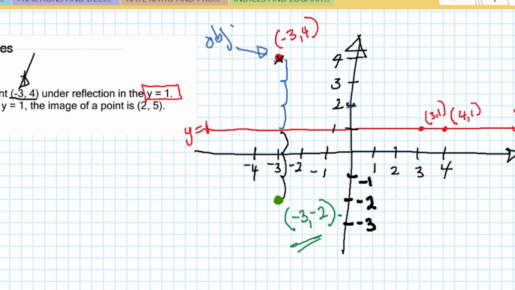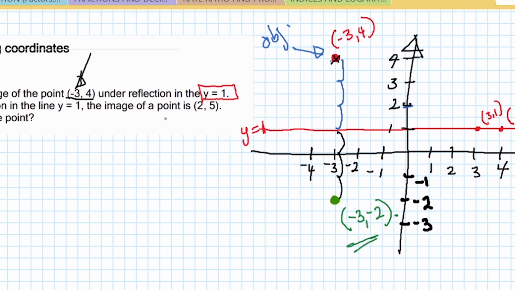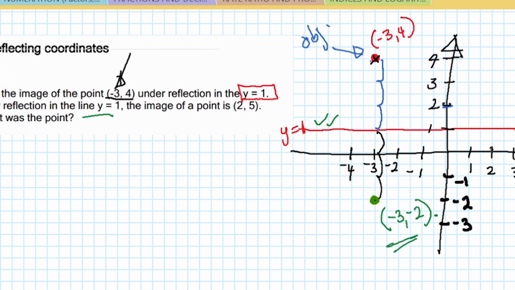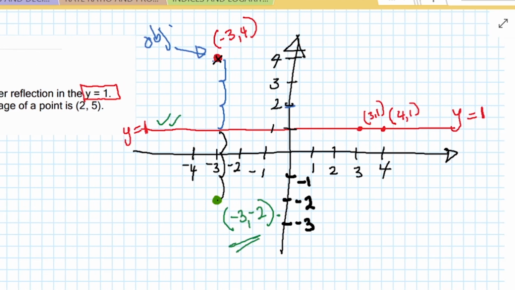Let's try and do part B. Part B says that after the reflection in the line y is equal to 1, the image of a point is 2,5. That's what they mean, that after reflection in the line y is equal to 1, which we've already drawn here, the image of a point is 2,5. So where is 2,5? 2,5 is right here. So this is 2,5. Let me try and draw this better.